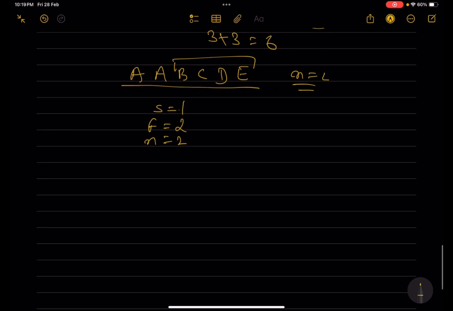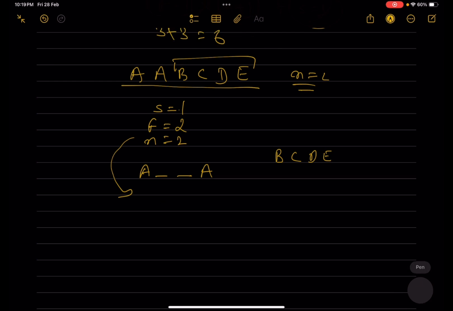So again, let's try to place. It becomes a, idle, idle, and then again we can perform a. So this is what we have done. We have placed the most frequent tasks first. Now we are remaining with B, C, D, E. So as per this formula, the answer that we get is f minus 1, that is 2 minus 1 into n plus 1, which is 2 plus 1 plus s. So it is 1 into 3 plus 1, that becomes 4.